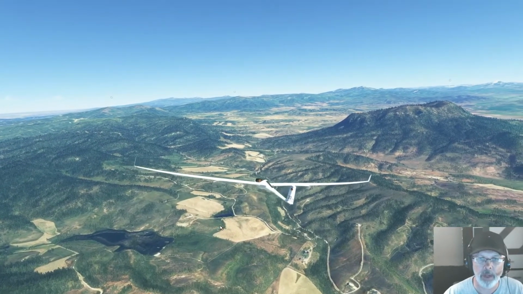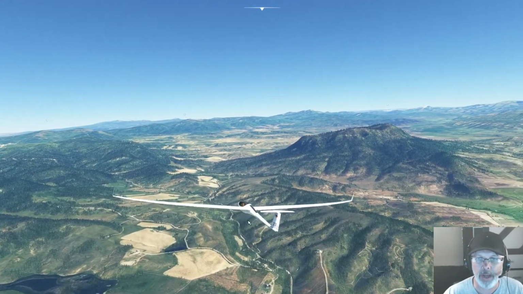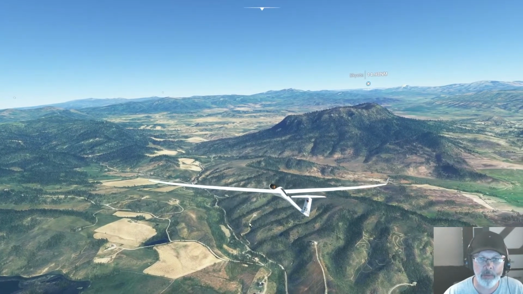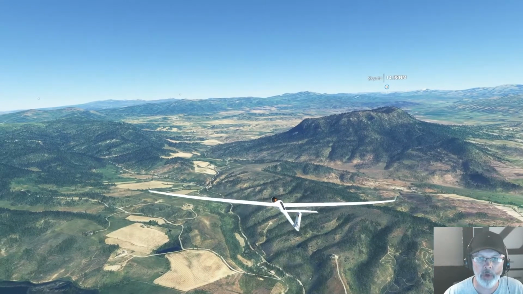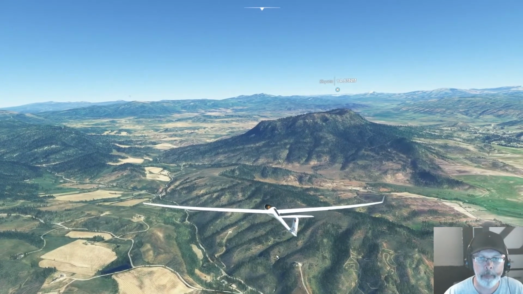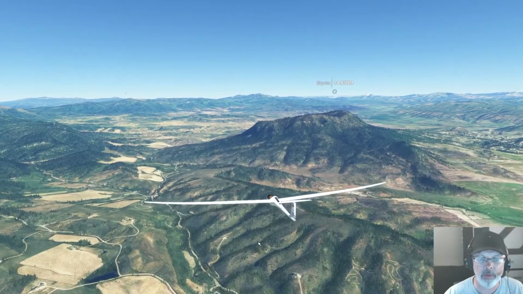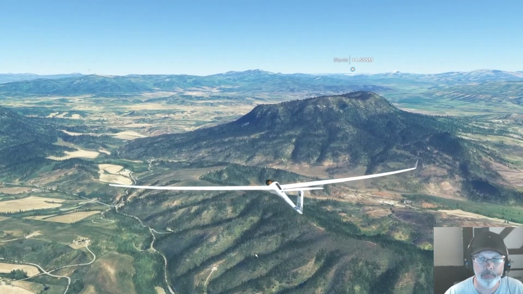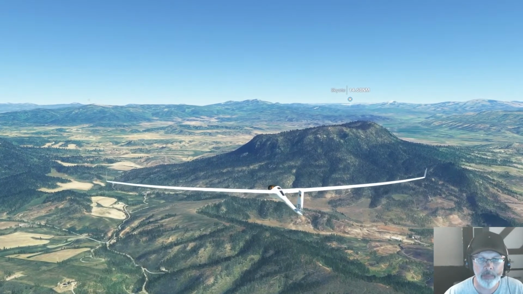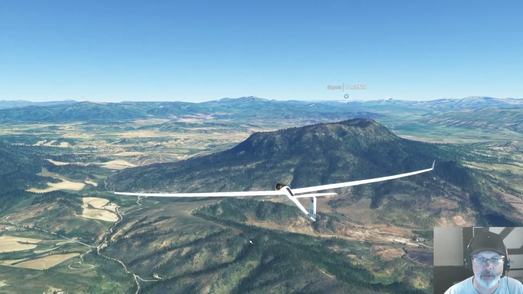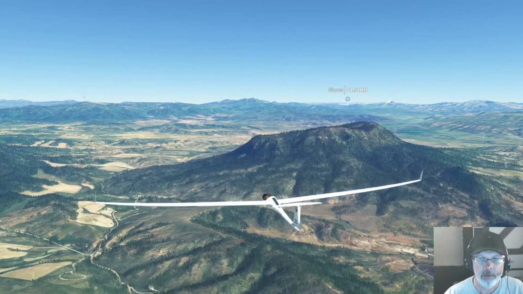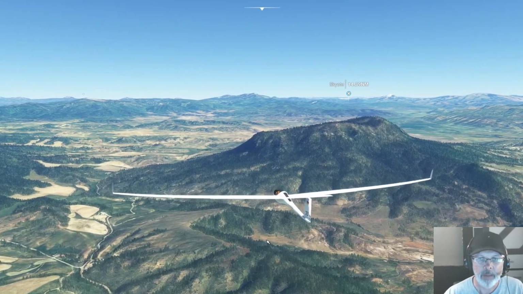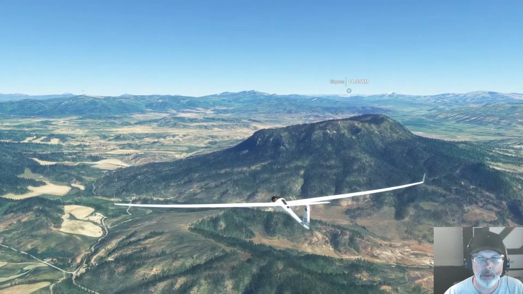Out of all those gliders, the DG808 and the K7 are the only ones that seem to be exhibiting any real amount of adverse yaw, which is kind of interesting. Something we definitely should get worked on. It'd be nice to see this resolved, because it is a concern. You're learning bad habits by not having to really use your rudder pedals. So it would be nice to see that fixed. Well, hopefully that's something they'll do in the future.